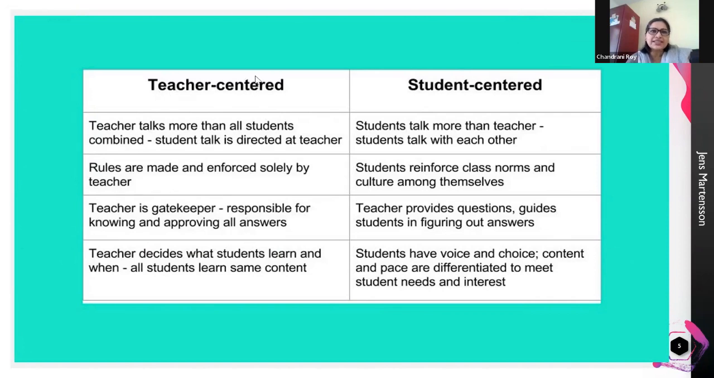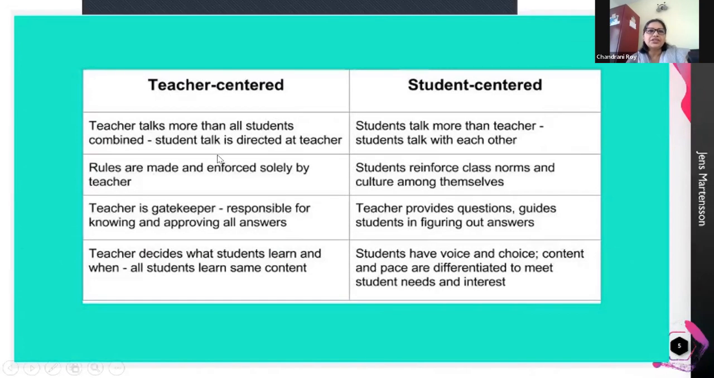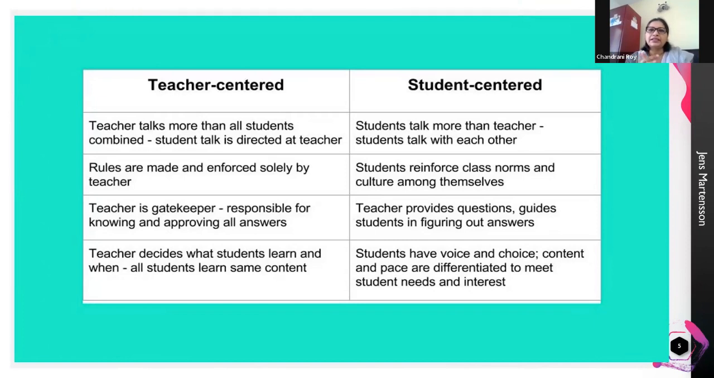So unlike a teacher-centered method, where the teacher talks more than all the students, and whatever students talk is directed at the teacher, we can involve the whole class in discussions where the students talk to one another more than the teacher talks. So we can have them working on very simple things which are available even in a classroom, with push and pull. We do provide questions and we do guide them, but most of the learning is left to the students to come across on their own.